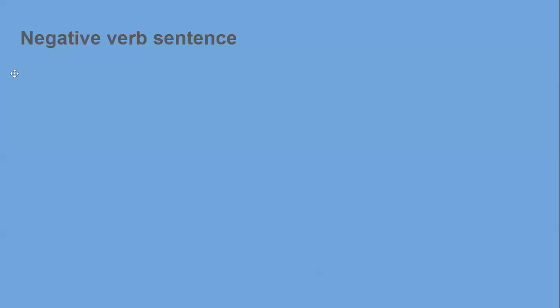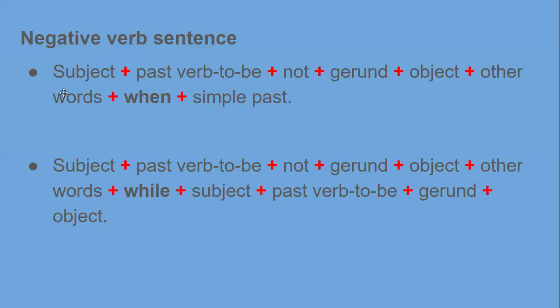The negative verb sentences, past continuous tense. Let us first look at the structure. Basically, the sentences that we use in the negative verb sentence are almost similar with the ones that we saw in the positive verb sentences, with the only difference being the not. Okay, that's the only difference, because we are negating or making these sentences negative.